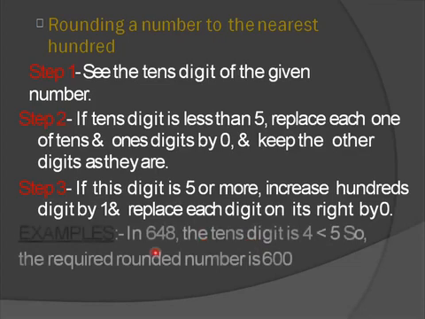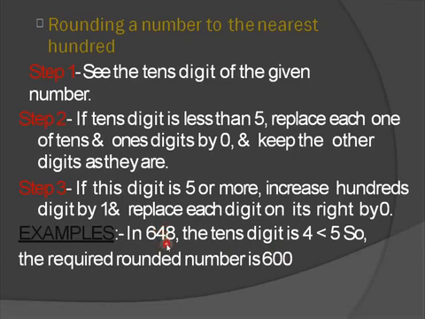So let us see the example. In 648, the tens digit is 4. So here the tens digit is 4, which is less than 5. 4 is less than 5. So the required rounded number is 600. Since this is less than 5, automatically the ones place and tens place both will become 0.